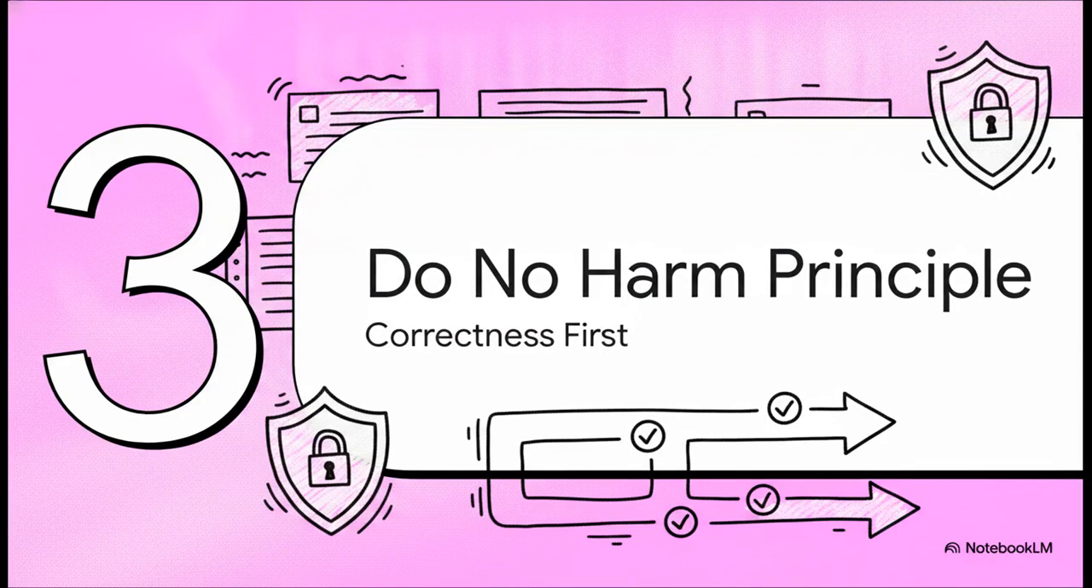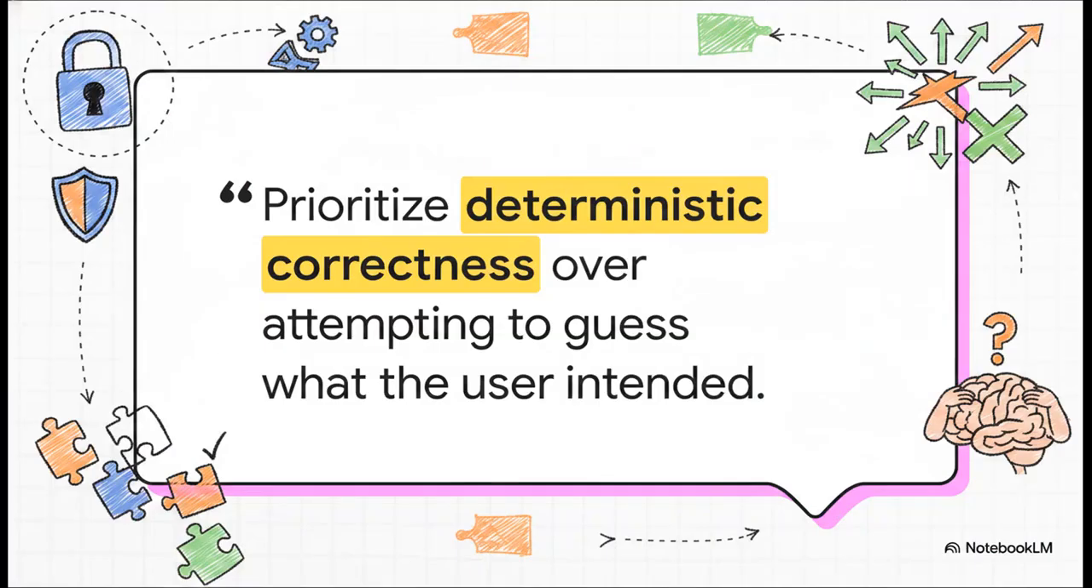Let's look at Section 3, the do no harm principle, and prioritizing correctness over completeness. There's a quote from the source material that really hits the nail on the head. It says, "We must prioritize deterministic correctness over attempting to guess what the user intended." This exact philosophy is what separates OpenRewrite from AI-assisted code generation. It's actually better to leave some code entirely untouched than to incorrectly modify it. OpenRewrite won't guess. If it doesn't have 100% confidence that a change is safe, it just won't make the change. Under this do no harm principle, correctness will always win.